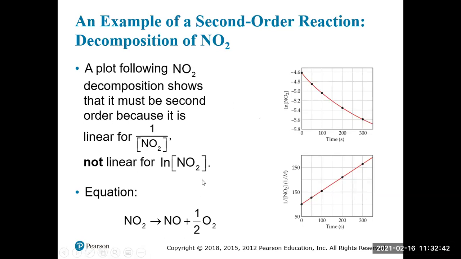So then we could, as I said, calculate the slope of that line, and the slope would give us information about what the rate constant is. Any questions about the first order, second order, and the plots and that stuff? Okay.